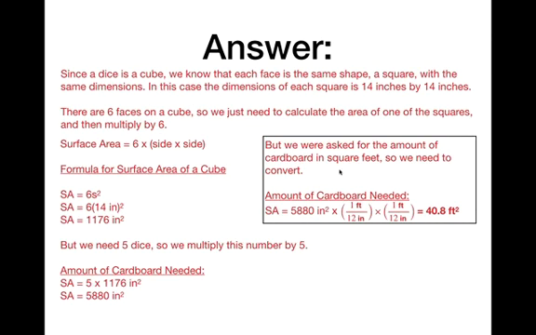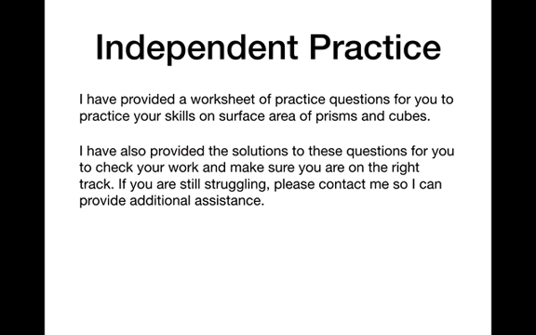And that's where you're seeing that: find the area, multiply by 5, then do the conversion, and there's where you're at. So there's your examples on how you would find the surface area of a rectangular prism, a triangular prism, and a cube. And I will also be providing you with a set of practice questions with answers so you can try some on your own and check your answers and see if what you're doing is correct.